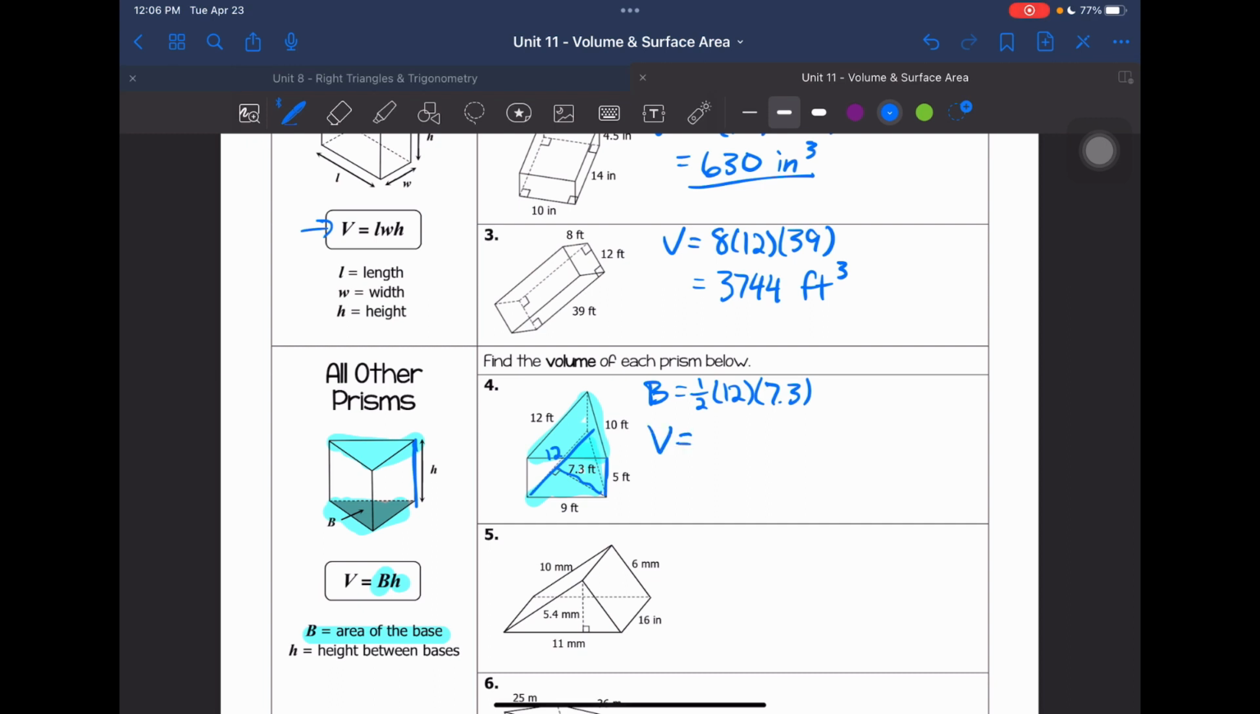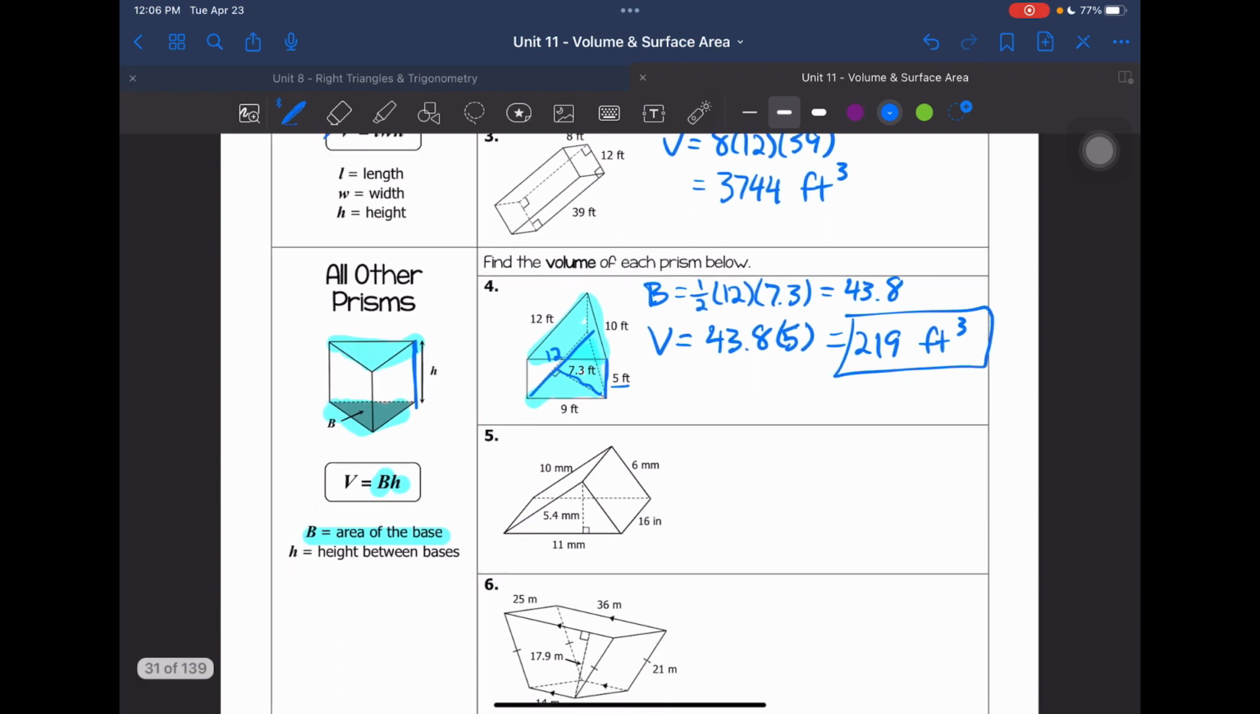So when I do the volume, I need to find out what the area of the base is. You can type all this into your calculator. That's 43.8. And then multiply that times the height of the prism, which is the 5. So 43.8 times 5 is equal to 219 feet cubed. So that's our volume.